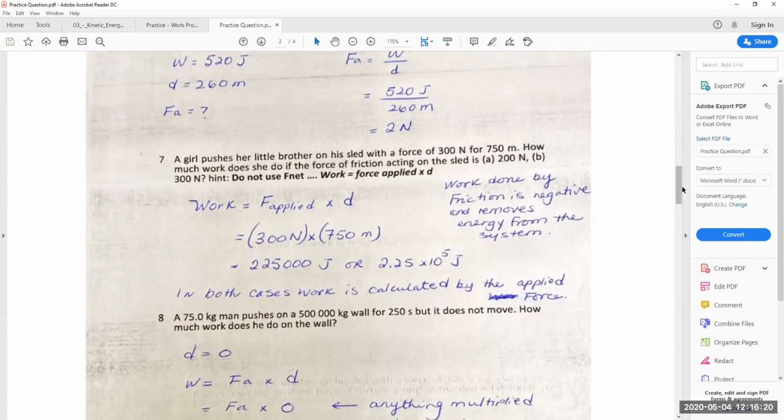Number 7, again, they're tricking you. They give you an applied force of 300 Newton, and they say, what if the force of friction was 200? What if it was 300? Whatever the force of friction is, I don't care, because the question says, how much work does she do? And the only thing I can use for her is the force she's applying, nothing else. Friction is not going to be used. The only thing friction does when I'm doing work is remove energy from the entire system.